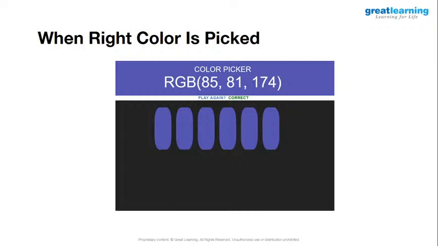Once we pick the right color, the color will be the same for all the squares. And you might be thinking that this is not a square, but we have just rounded off the borders. I will show you how to do it. Then the same color will be given to the tag above it, in which we have the color picker heading. So it will be changed to this color.